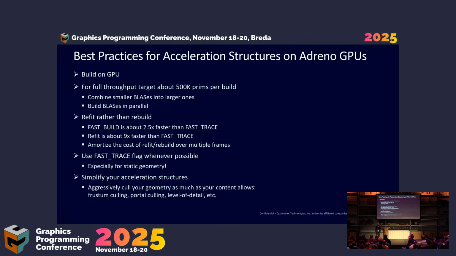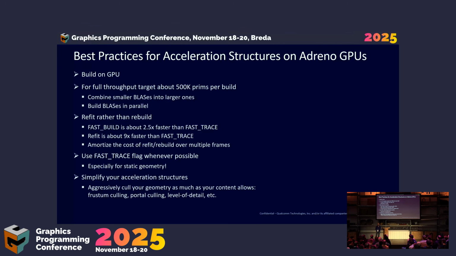For our GPUs, we prefer the fast trace flag, especially if you have static geometry. You should use that as much as possible because we can apply additional optimization during the build time and get better trees. You also want to simplify your acceleration structure. As somebody previously mentioned, if you don't use certain geometry in your scene, please don't send it down. So cull. It will help the BVH quality as well as build times.